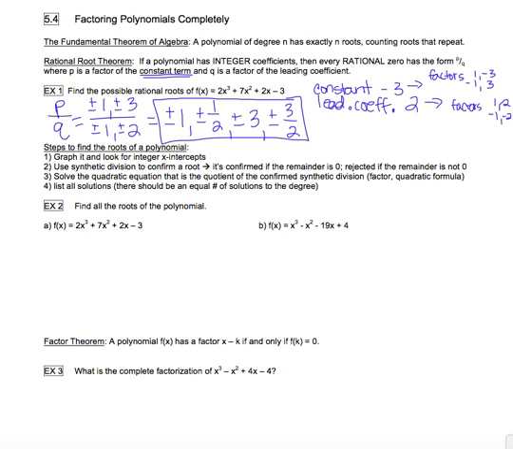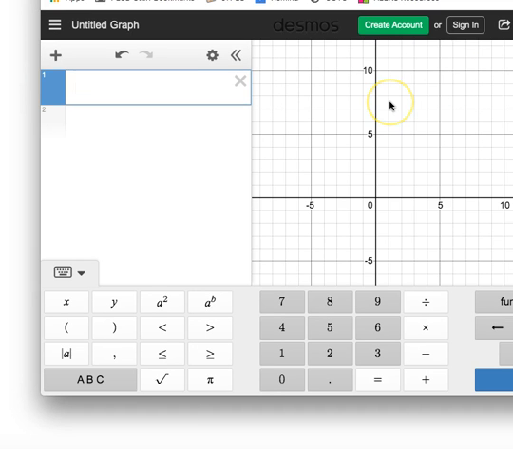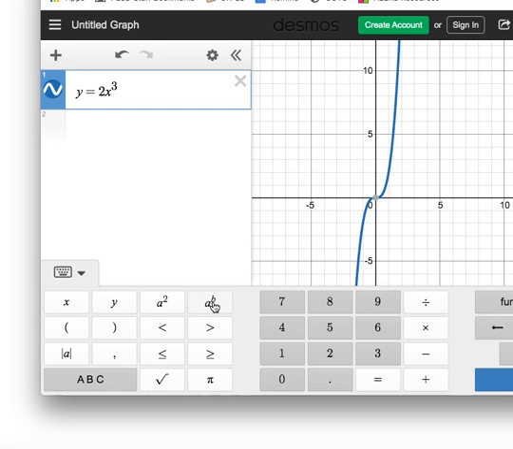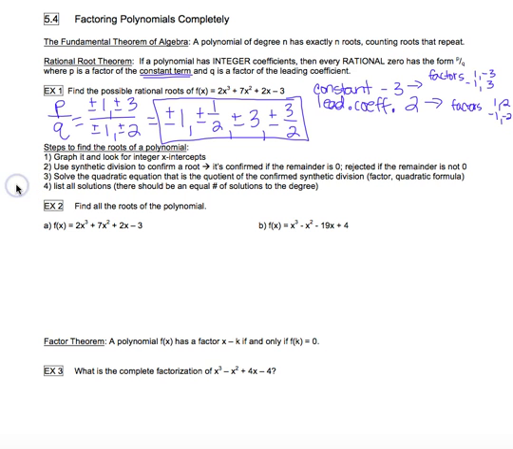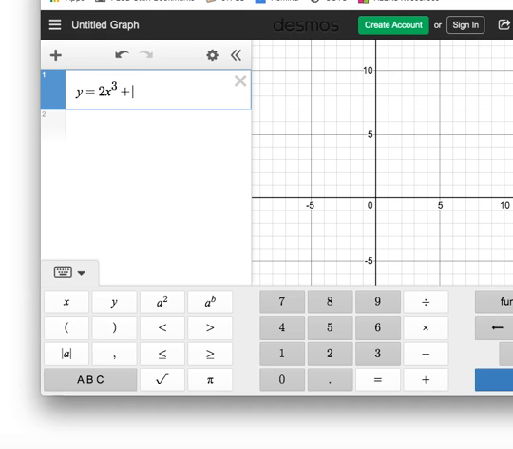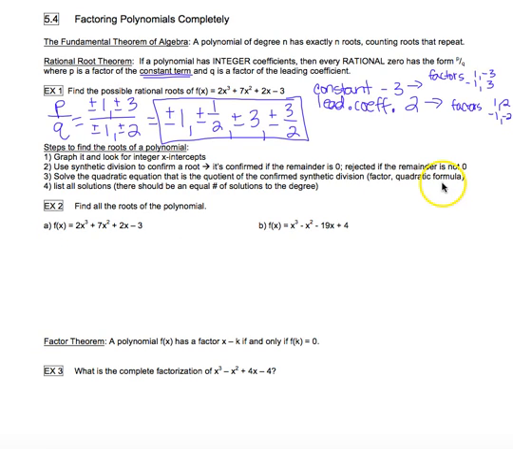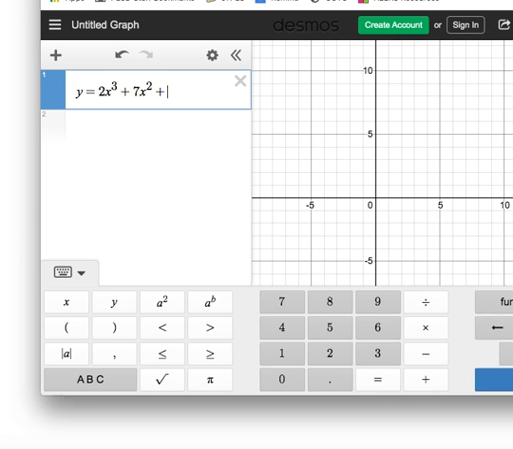So if I go over to my Desmos graphing calculator and type in this equation, so y equals 2x cubed plus 7x squared plus 2x minus 3.